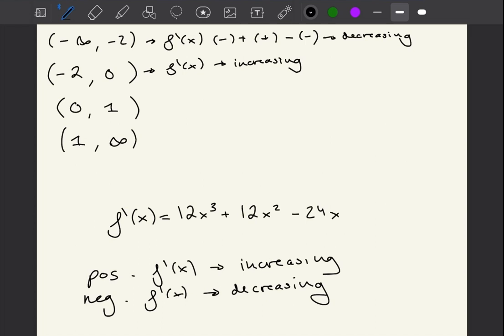Let's try it out for the domain between 0 and 1. So let's say we plug in 0.5. If you plug in 0.5, you have a negative number. That means that your function is decreasing. And lastly, between 1 and infinity, let's plug in 2. That's going to give you a positive number. That means that the function is increasing.